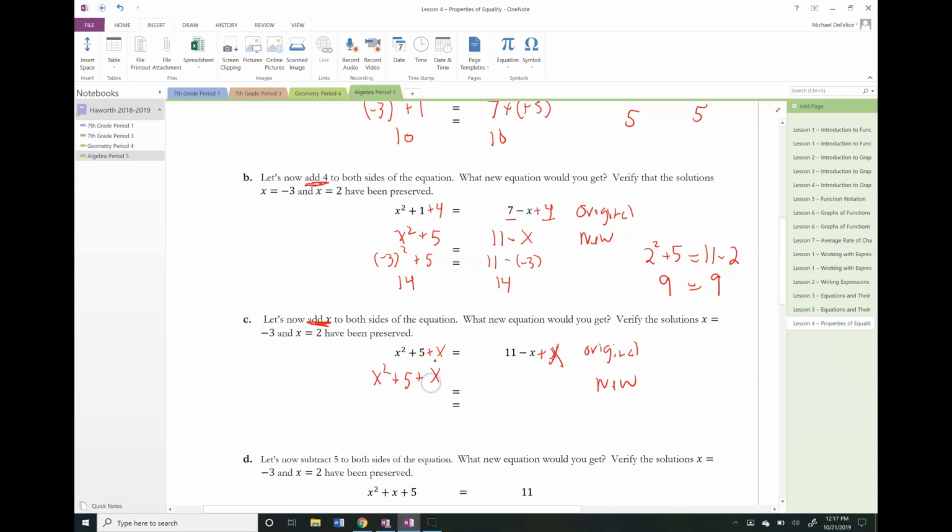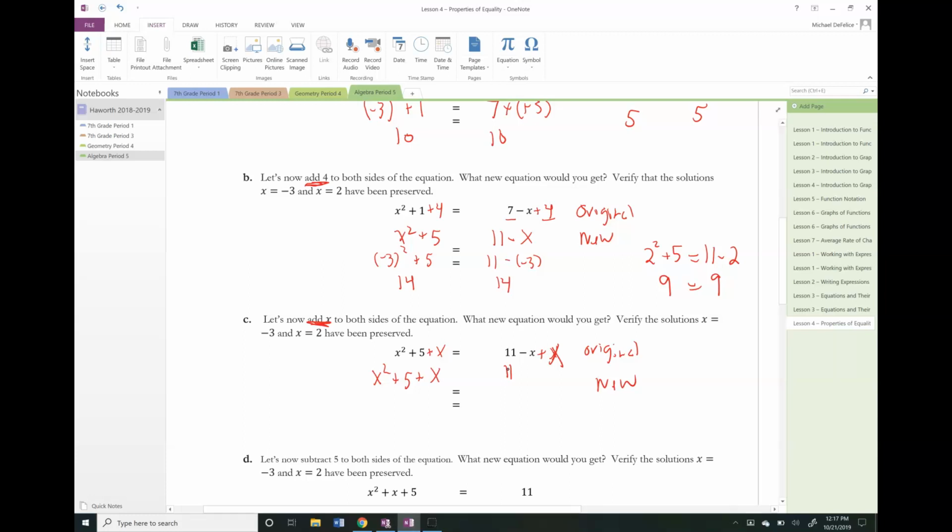There's nothing to combine on that side. But the right-hand side would just be, well, the -x plus x would make 0, and I would have just 11. So here's a new equation. Are my answers kept the same, though? That's the important thing. We only want to do things to an equation that will keep the answer the same.